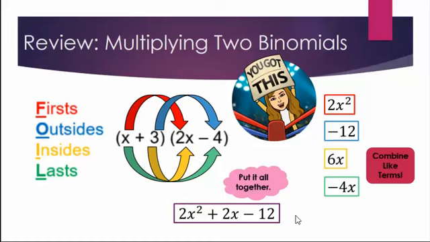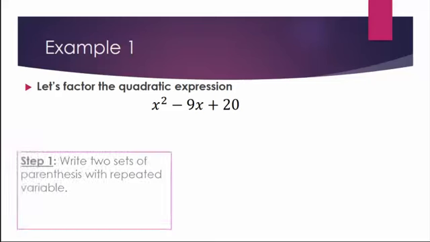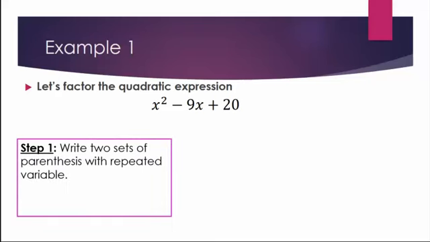However, we are going backwards to find the factors. So from this long expression, we're going to be able to find the two sets of parentheses we started off with here. So let's go. All right, example 1. Let's factor the quadratic expression x squared minus 9x plus 20. Step 1. Write two sets of parentheses with repeated variables. So my repeated variable here is x. So what I'm going to do is two sets of parentheses, and I'm going to put an x at the beginning. Why? Because when I multiply x times x, I will get back x squared.